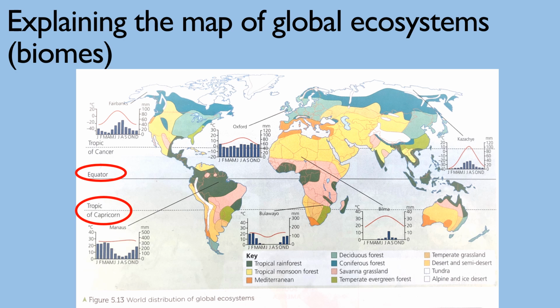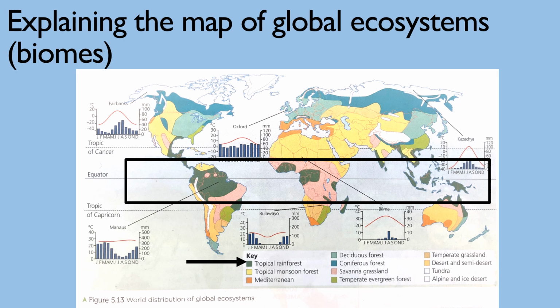And one useful thing is some lines of latitude that are put on for you. So you notice the equator is shown, the Tropic of Capricorn is shown, there's also the Tropic of Cancer. A lot of these maps also show what's called the Arctic Circle or the Antarctic Circle. So keep an eye on those because they can be quite useful when you're describing where the different ecosystems are.